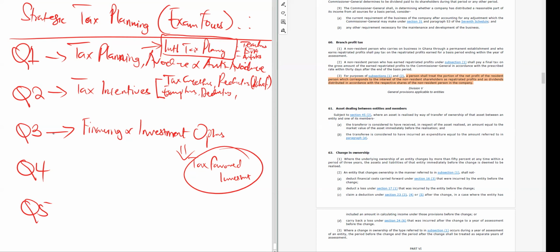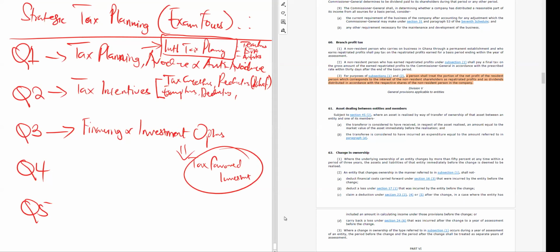Do you understand? I'm asking you a question, everyone is silent. When we say a tax-favored investment, what does it mean? Yes, I'm asking a question. Tax-favored investment. I don't like the silence. So when we say something is a tax-favored investment, what does it mean?